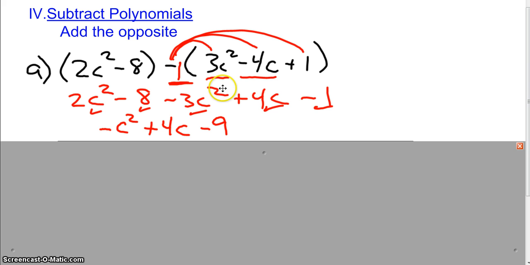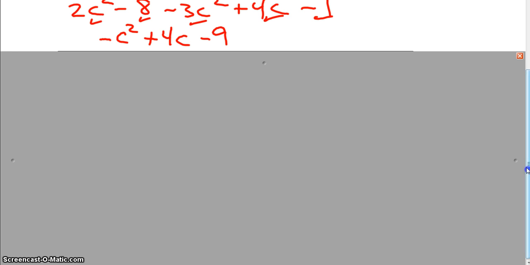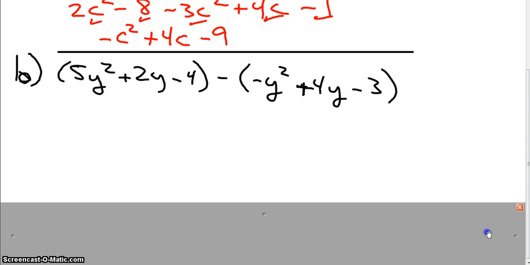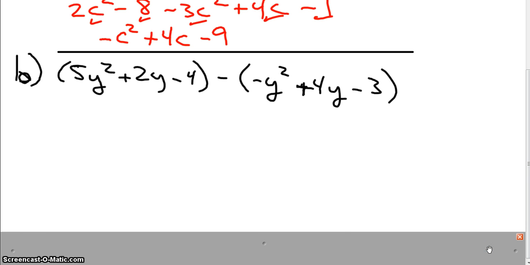Good. Okay, here is a second opportunity to try subtraction. Okay, so pause the video, try it, and come back and see how it worked. This is a plus sign here. Okay, so hopefully you distributed your negative to each term. You added the opposite, opposite, opposite.